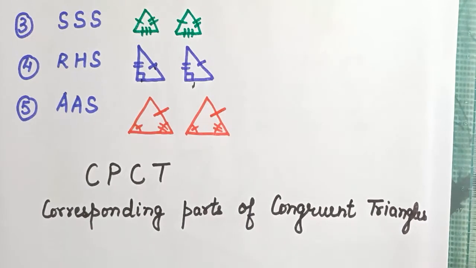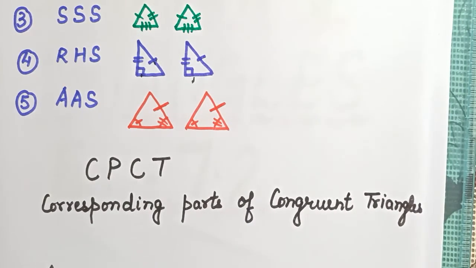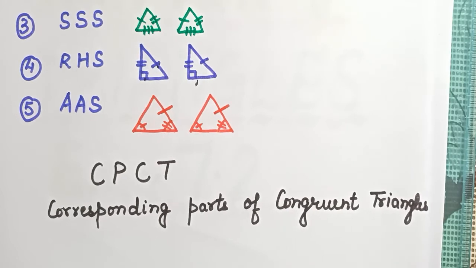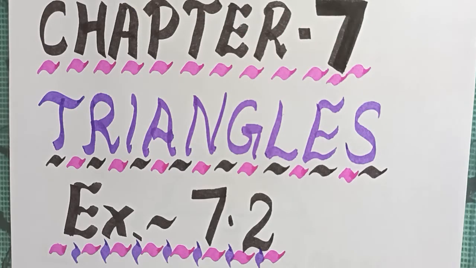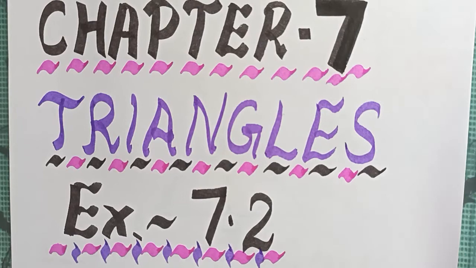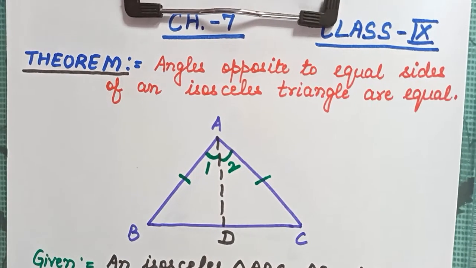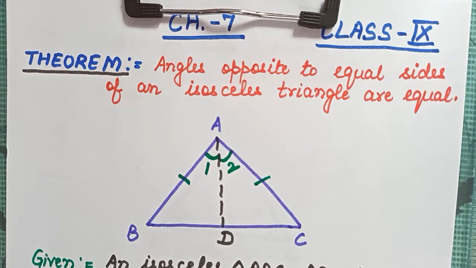Then we have used CPCT. CPCT means corresponding parts of congruent triangles. So let's start with our work. Let's do a theorem first of all, which is related to questions given in exercise number 7.2. So let's start with the first theorem related to the exercise, and which is angles opposite to equal sides of an isosceles triangle are always equal.